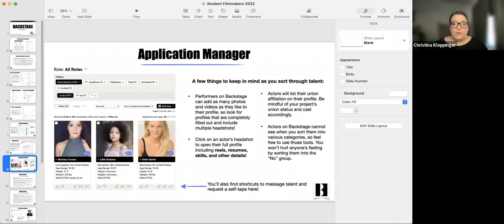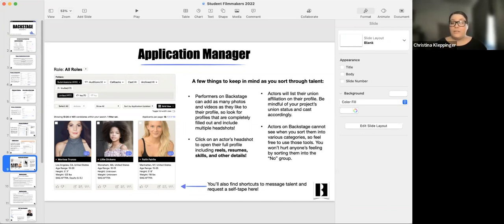Second thing is making choices about actors. A couple things to note about Backstage in particular. Like I said at the beginning, our actors are paying a flat monthly fee to be part of the site, and for that fee, they can add as many videos as they want. They can add headshots. They should have multiple headshot options.